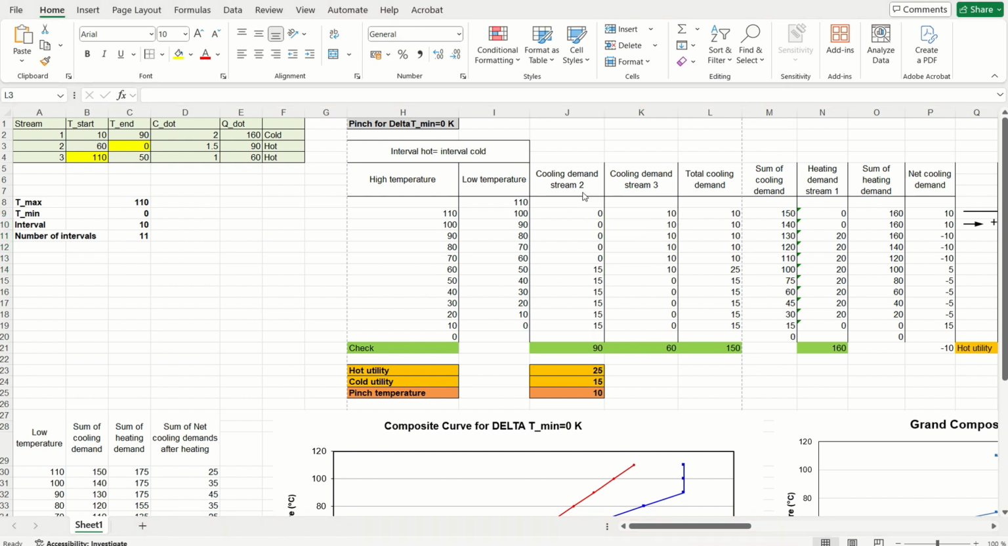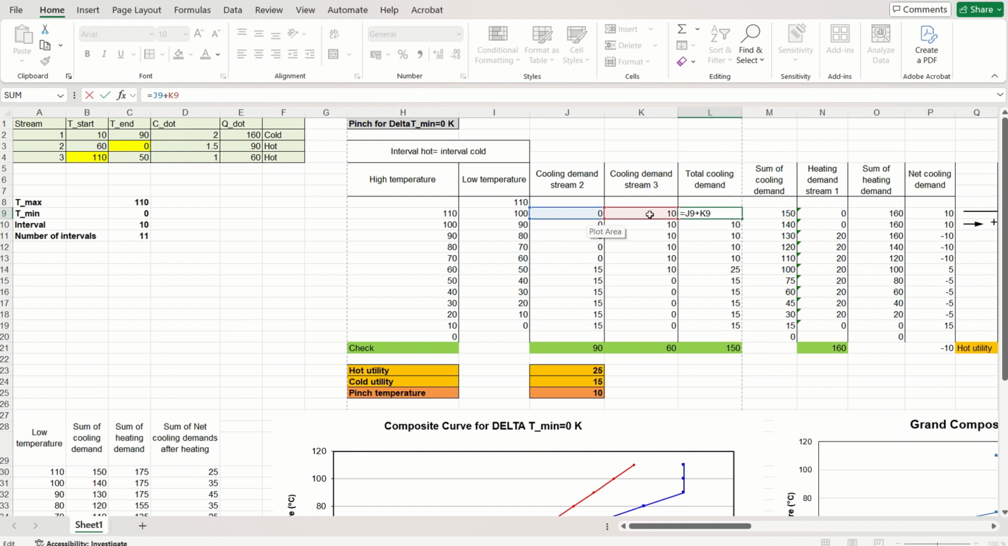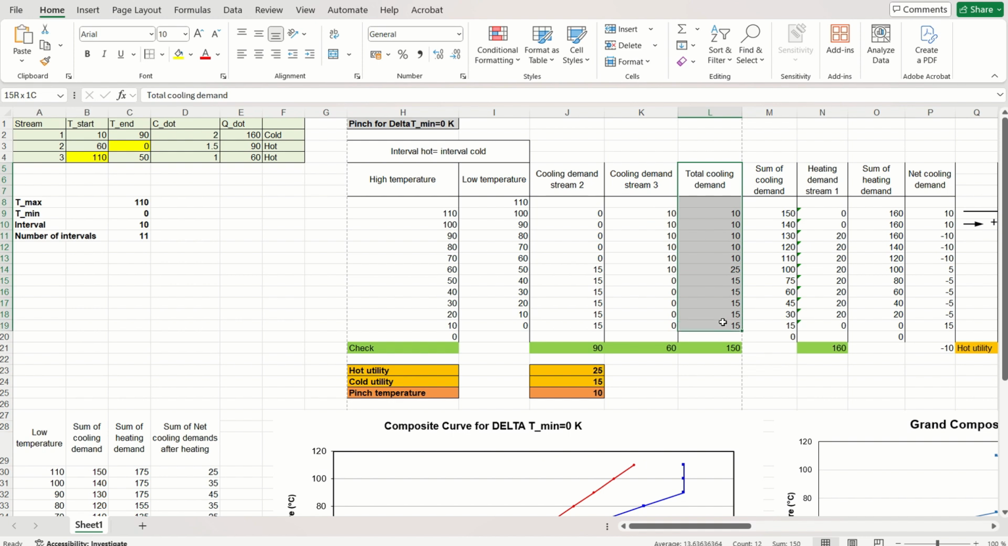Now, once the individual heat flow of each process stream, stream 2 and stream 3, is calculated, we will find the total cooling demand of the total hot stream. In this case, it is just the sum of the cooling demand of stream 2 and stream 3. And once we found the total cooling demand of the complete hot stream, we will find the cumulative sum of the hot stream. This cumulative sum is an important value because, as I mentioned before, the composite curve is the cumulative value of all the hot streams and cold streams involved. In this case, we are focusing on the hot stream.